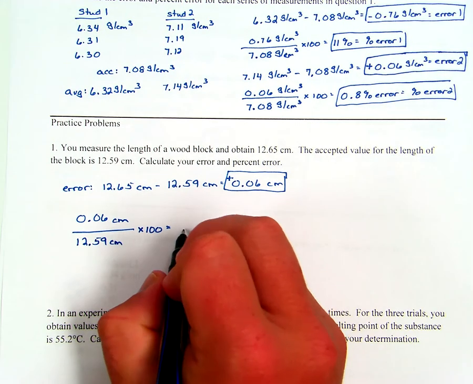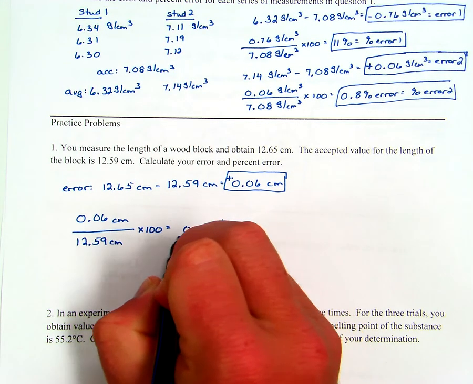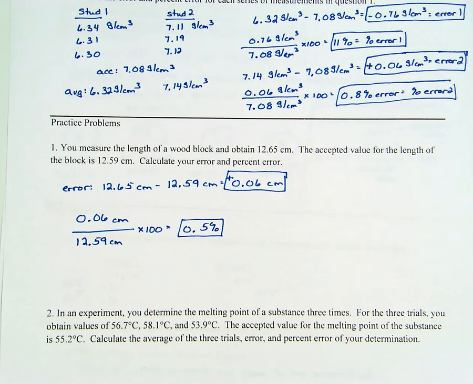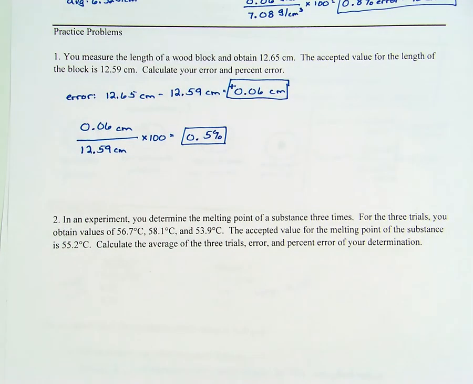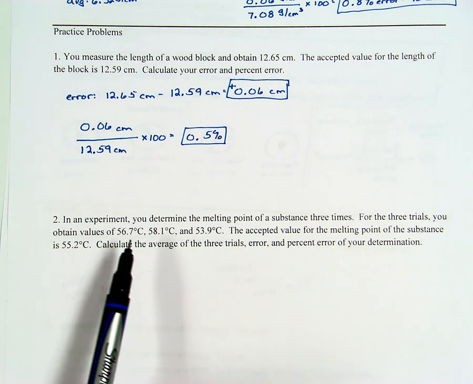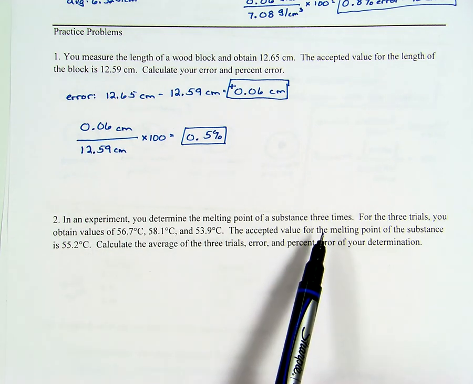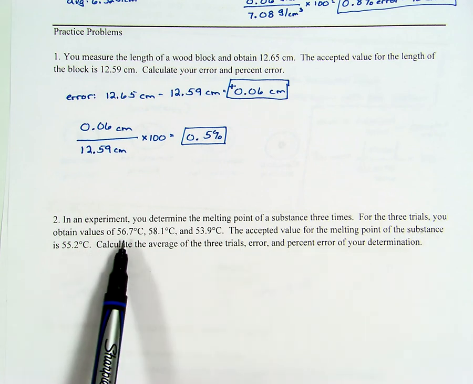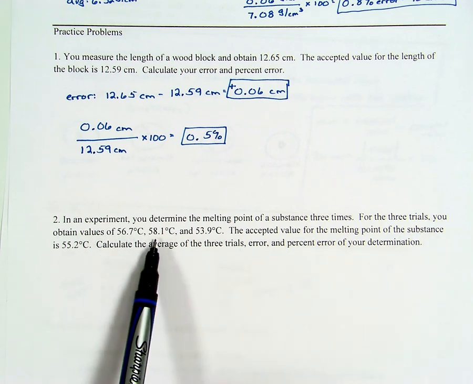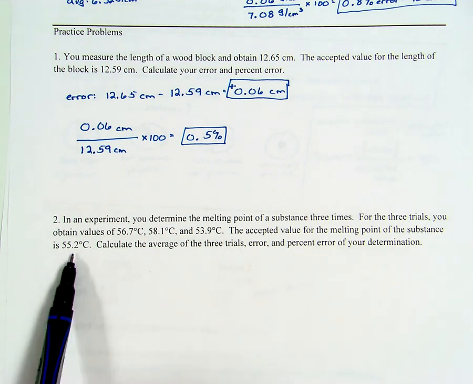All right, number 2, looks like we have a series of measurements here. We're told in an experiment you determine the melting point of a substance 3 times. So we did 3 trials. For each of these trials, you get these values, 56.7, 58.1, and 53.9 degrees Celsius. And then we're given the accepted value of 55.2 degrees Celsius. It wants us to calculate the average of the 3 trials, the error, and the percent error of our determination.